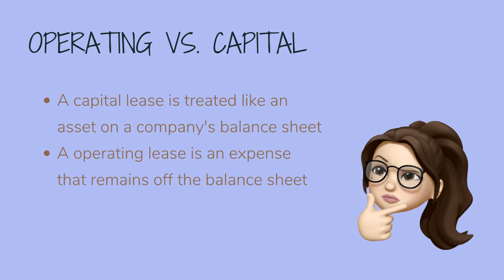A capital lease, or a finance lease, is treated like an asset on a company's balance sheet, while an operating lease is an expense that remains off the balance sheet. Think of a capital lease as more like owning a piece of property, and think of an operating lease as more like renting a property.